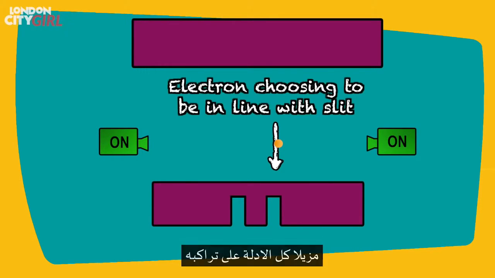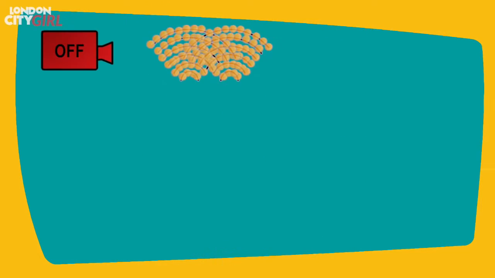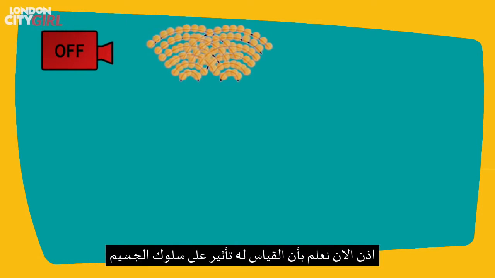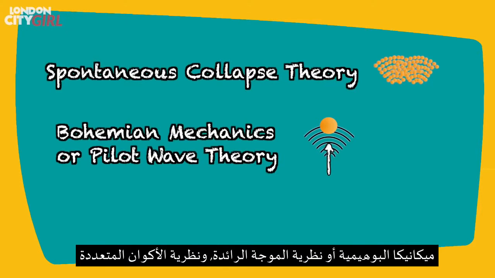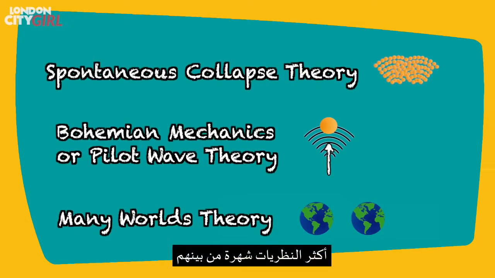The many worlds theory. So now we know that measuring appears to have an effect on the behavior of particles, and there have been many theories to explain this. A few notable ones are the spontaneous collapse theory, Bohmian mechanics or pilot wave theory, and the many worlds theory. Of all the theories, the one that seems to have captured popular imagination is unsurprisingly the many worlds theory, so we will touch upon that briefly.